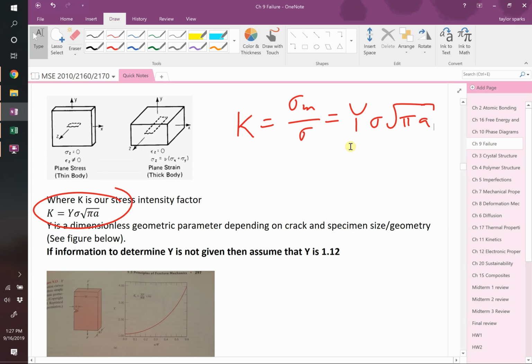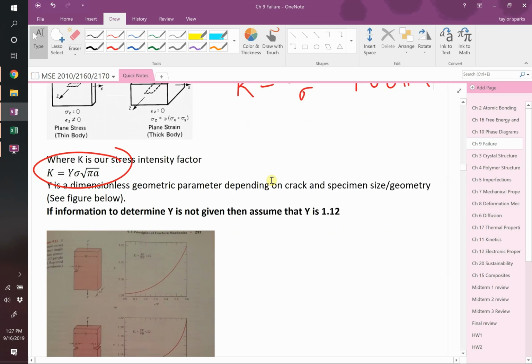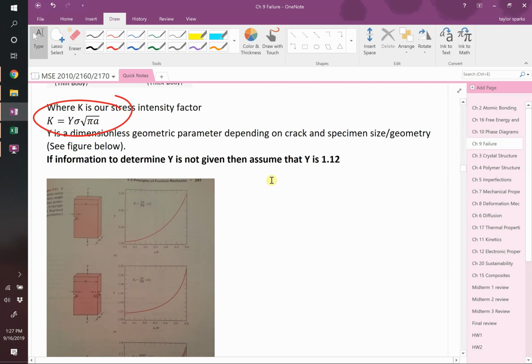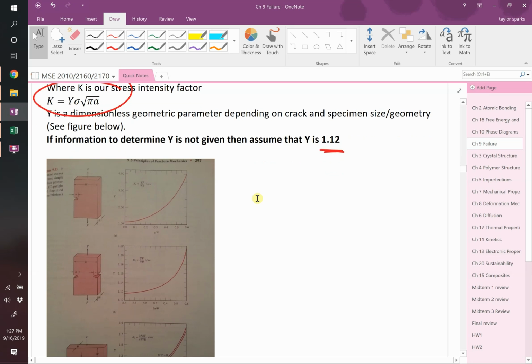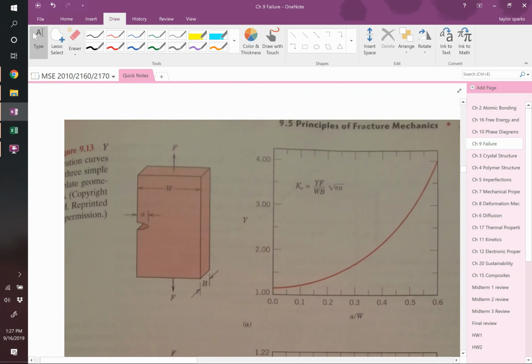So what is this Y value? Y is a geometric parameter, which in this class, unless I say otherwise, the value that you use is 1.12. Right? Now, the actual value depends. It depends on a couple things, right? So, imagine this scenario right here. I'm going to zoom in on it.